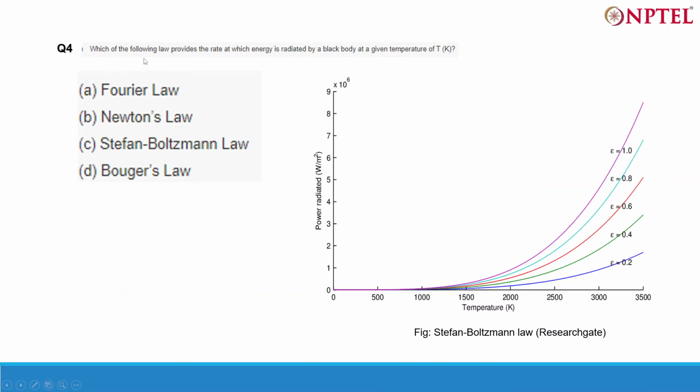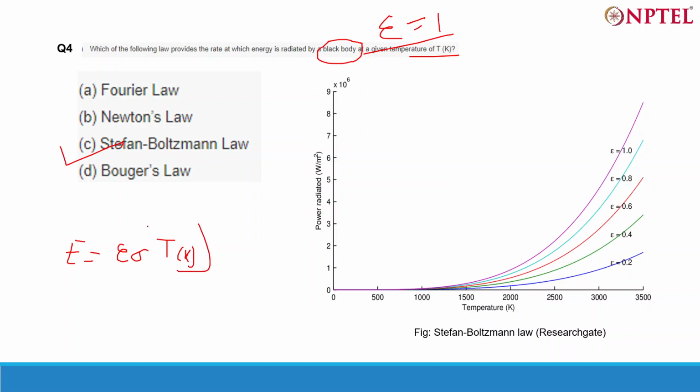Now we have this: which of the following laws provides the rate at which heat energy is radiated by a black body? Mind it, it's talking about a black body. How much is the epsilon value of a black body? Emissivity value 1. It doesn't emit anything, it absorbs everything at a given temperature. So it is basically the Stefan-Boltzmann law, E equal to epsilon sigma T to the power 4, with absolute temperature in Kelvin. For a black body, this epsilon value will be 1, so it will be sigma into T to the power 4.